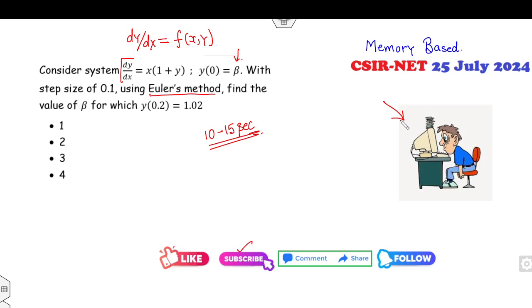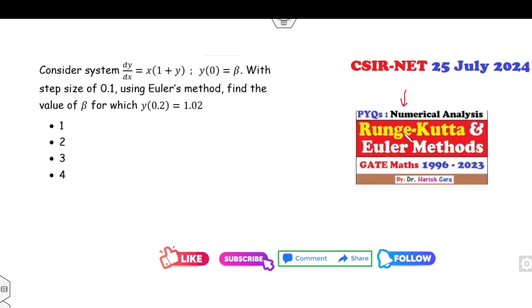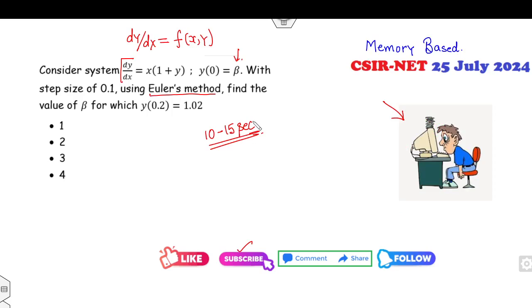But before the examination, if you watch my previous lectures on the Euler method and shortcut tricks, where I have explained with the help of shortcut tricks, then definitely you can solve this question in 10 to 15 seconds.